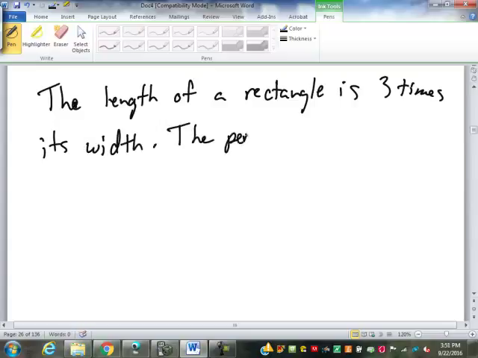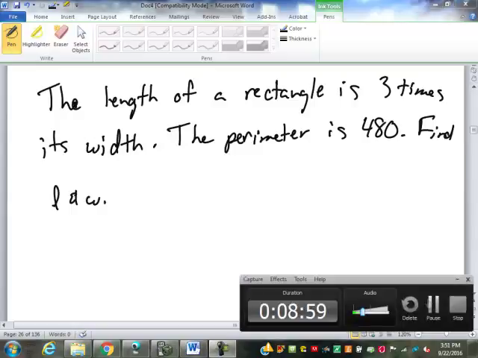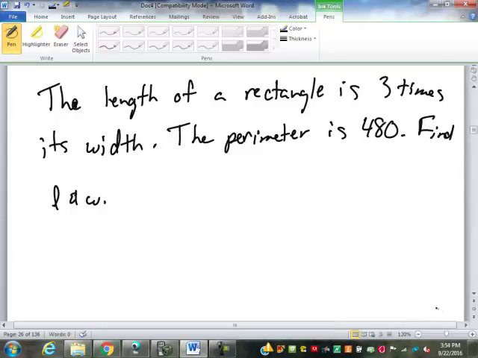The perimeter is 480. Find the length and the width. Again, I'll give you a couple minutes to see what you come up with. So in our rectangle, we have the length and the width.